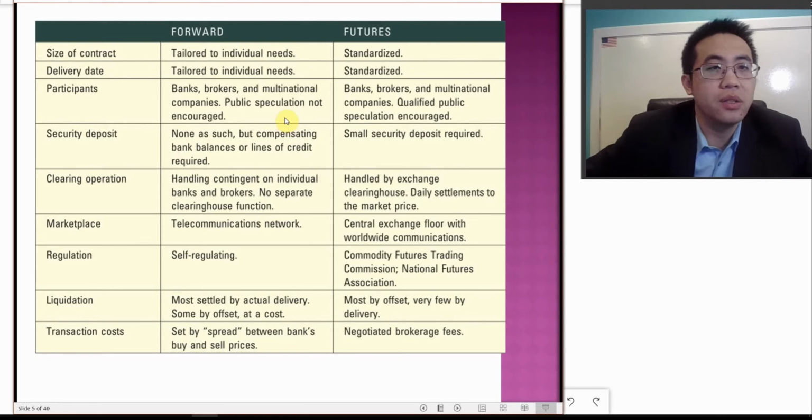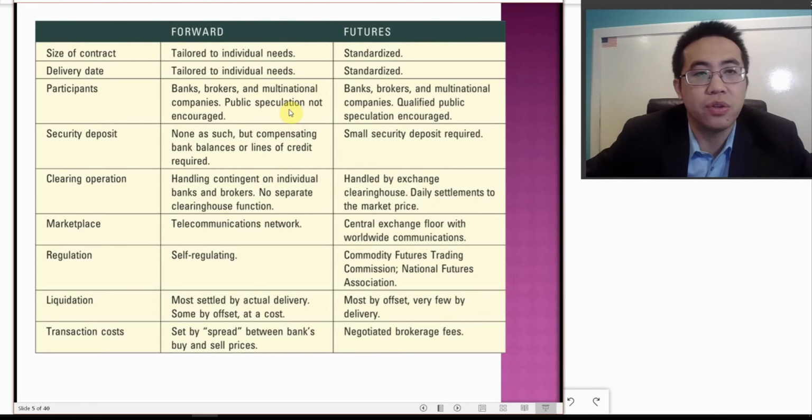Okay, and also the participants of a forward are usually multinational corporations who are doing exports and imports. They need a currency exchange, and they have to pair up with a commercial bank like Bank of America or JP Morgan Chase. And for futures, there could be a lot of speculators doing the trades.